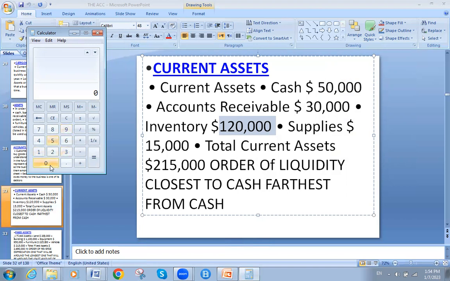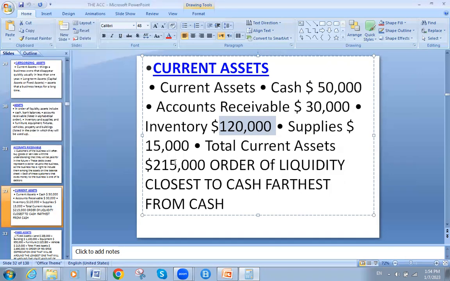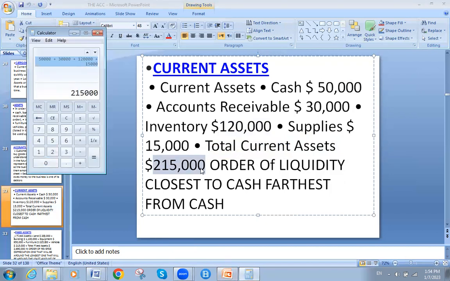Let me say 50,000 plus 30,000 plus 120,000 plus 15,000. That will equal 215,000. Total current assets equals 215,000, the same amount which you get here: 215 is 215.